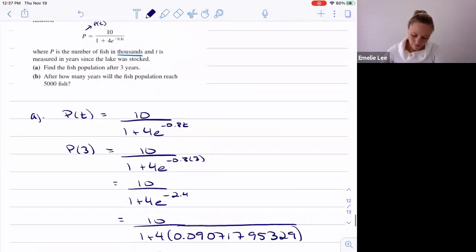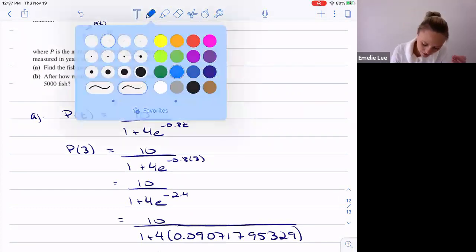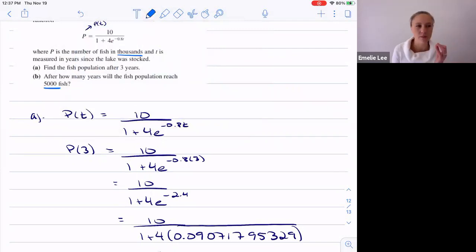Part B, after how many years? So now we're solving for T. Will the fish population reach 5,000 fish? Okay. So after how many years will the fish population reach 5,000? Again, the units are so important, right? Because it's 5,000, but P is in thousands. So P should be 5, right? Otherwise you're going to get really weird numbers.